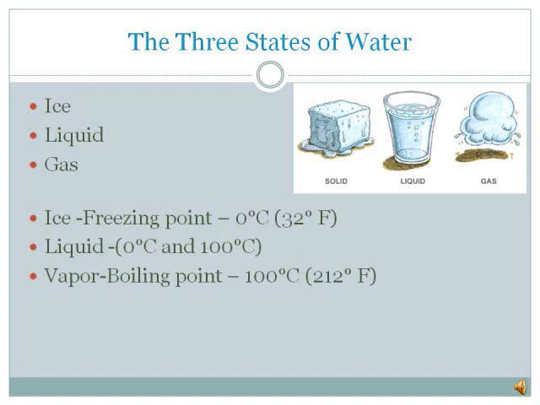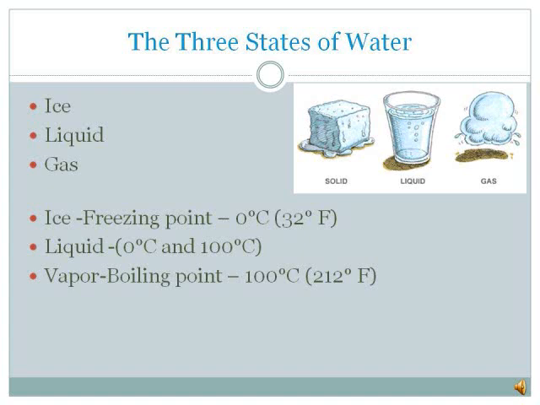On the other hand, the boiling point is the temperature at which water as liquid becomes vapor. The boiling point for water is at 100 degrees Celsius or 212 degrees Fahrenheit. At this point, water changes to vapor. Evaporation is the change of water from liquid to gas.